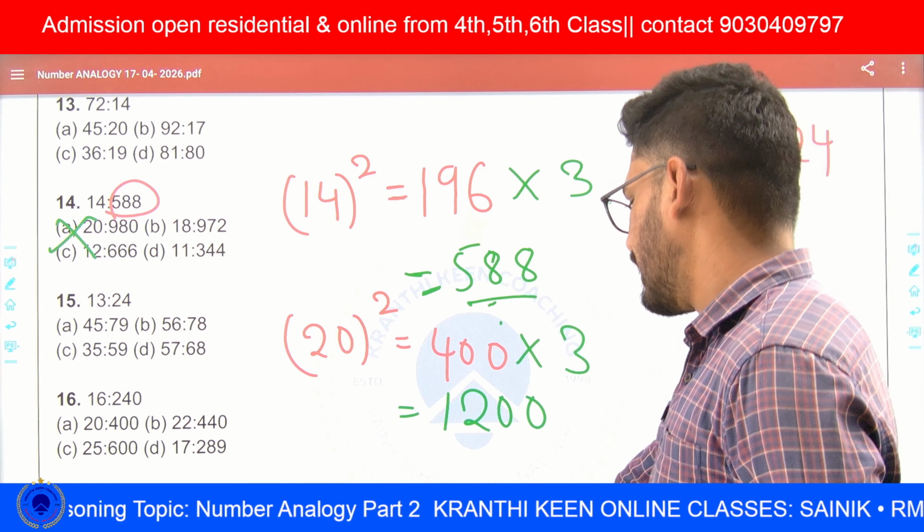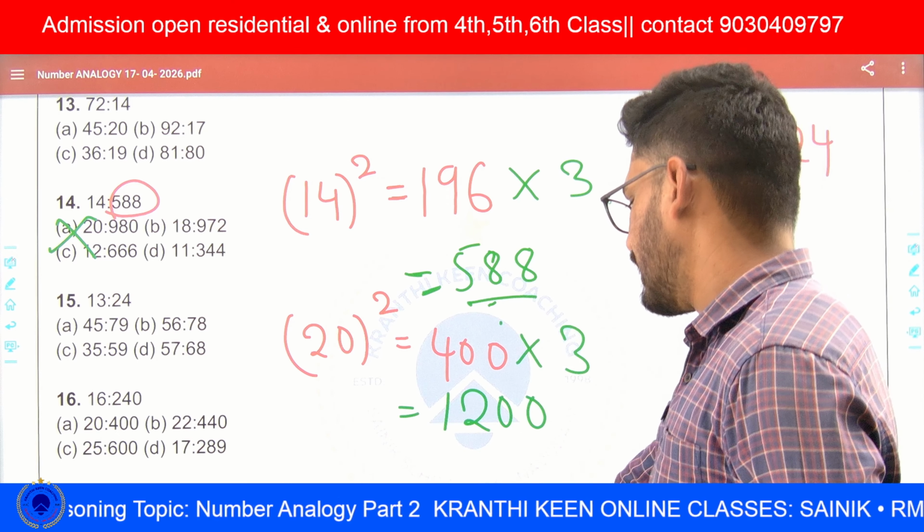Find the missing number that has the same relation to 289 as 13 has to 169. In the question we have to find the relationship, where 13 goes with 169, so we have to find what goes with 289. If you observe 169 and 289, they are square numbers, right? 13 square is how much? 13 square is 169.